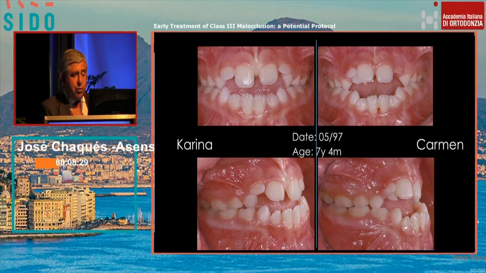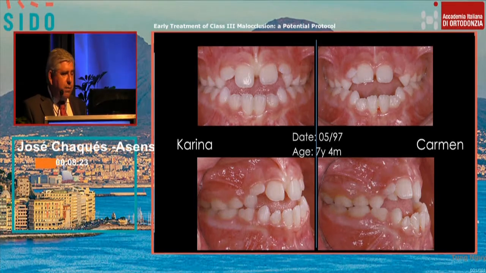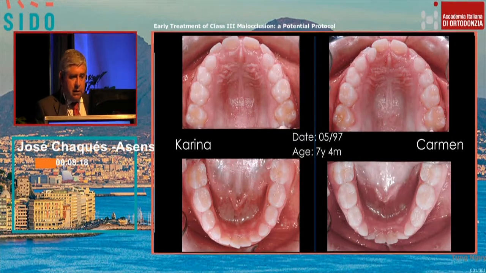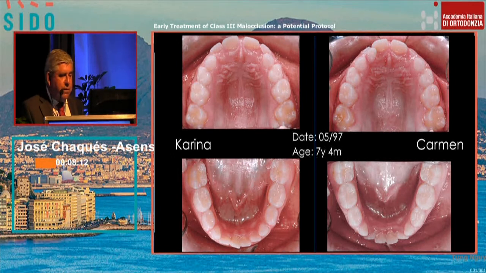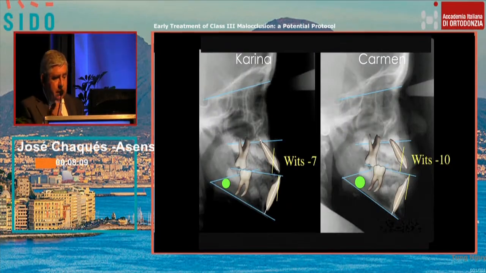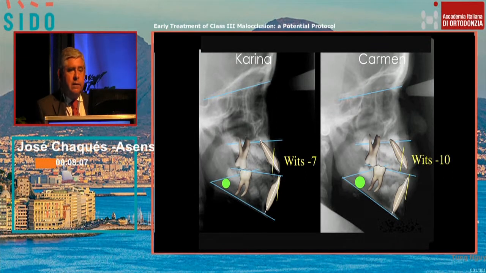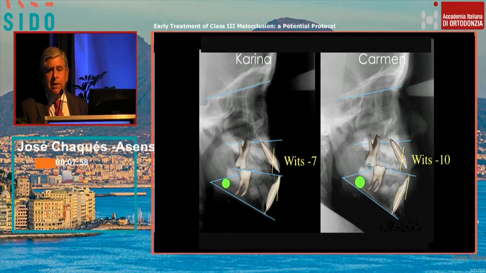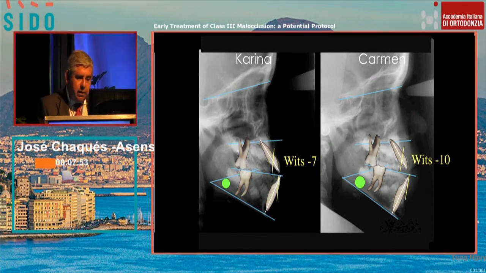And from the dental point of view, we see the severity of the class 3, more severe Carmen, again on your right. Open bite 5 millimeters for Karina, 10 millimeters for Carmen. Arches are normally configured. There is no maxillary transverse deficiency. From the cephalometric point of view, we may see that the mandibular plane angle is very steep. And I bet you that the condylion to mandibular plane is way beyond 150, which is -7 for Karina, -10 for Carmen.